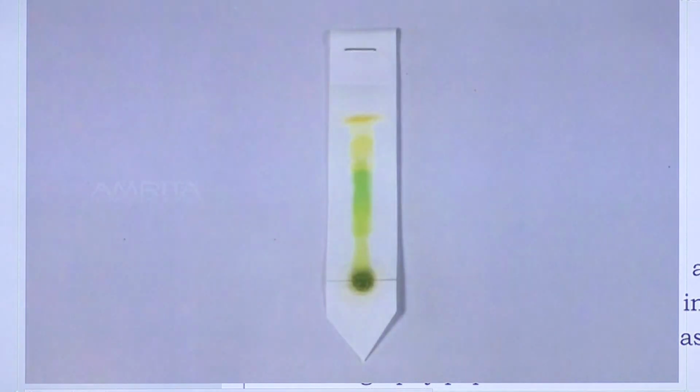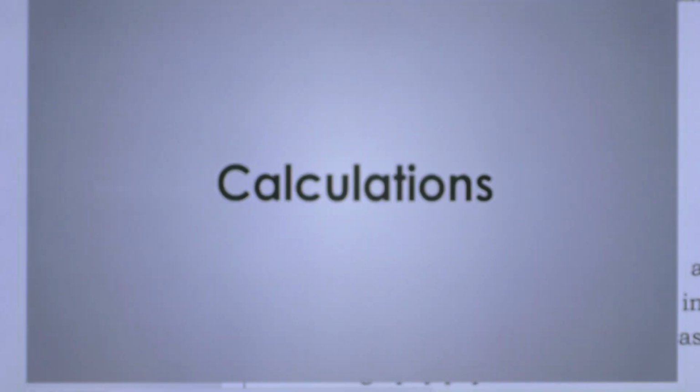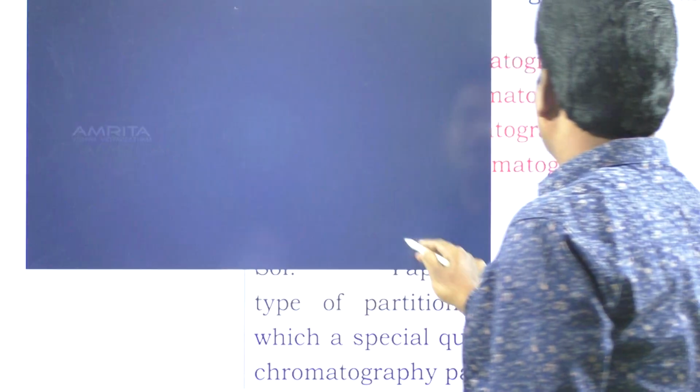Observations. The dried chromatographic paper strip shows 4 distinct pigment bands. Different pigments can be identified by the... This is the animation video. And then go to next question.